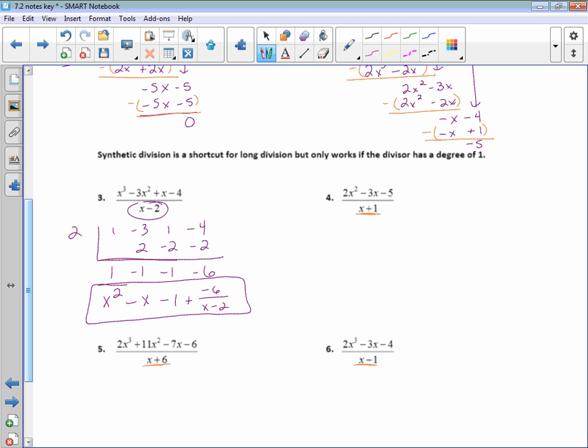All right, so let's do number 4 together, then I'll have you do the last 2 on your own there. So what is going to go outside? -1. My coefficients are 2, -3, -5. Bring down the 2. Multiply. So you pull out the opposite of, yes, it's whatever would make that 0. Add. Multiply. Oh, that's awesome. You don't use 0. Yes. So you get 2x minus 5.